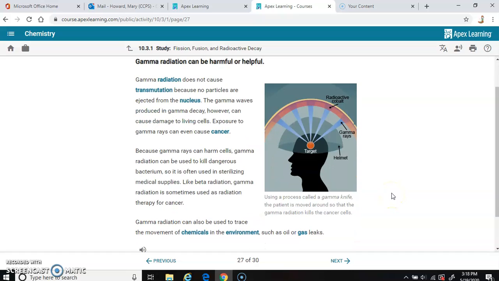Now with this, it can be harmful or helpful, like any of the radiation types we've talked about. It does not cause transmutation because no particles are ejected, but they can damage living cells, and they can even cause cancer again. They can kill dangerous bacterium, so we often use it to sterilize medical supplies. So that's important, and sometimes we use it as radiation therapy for cancer as well.